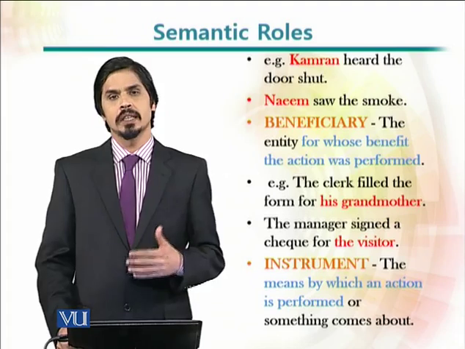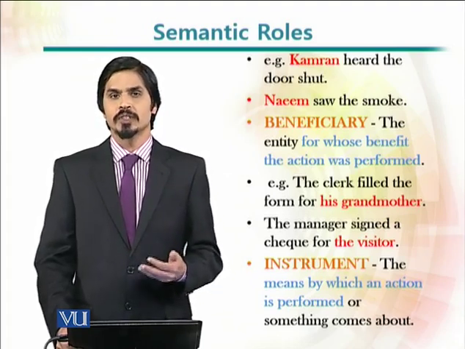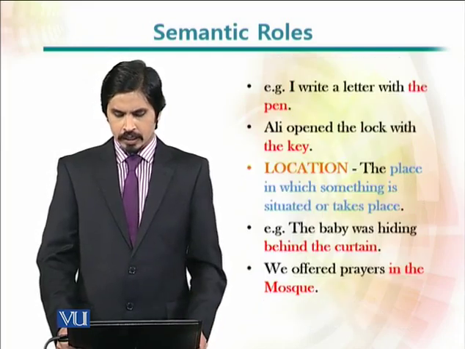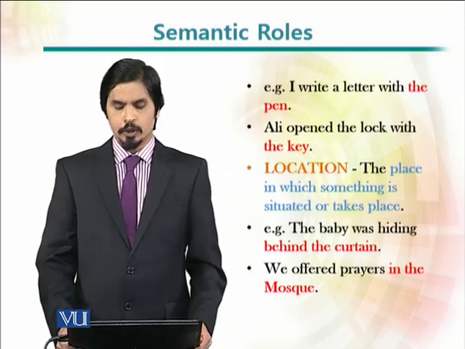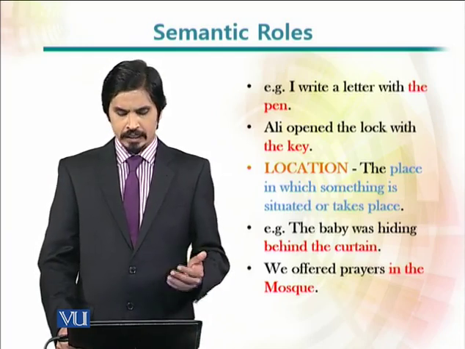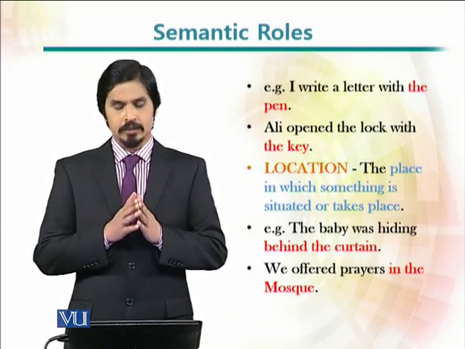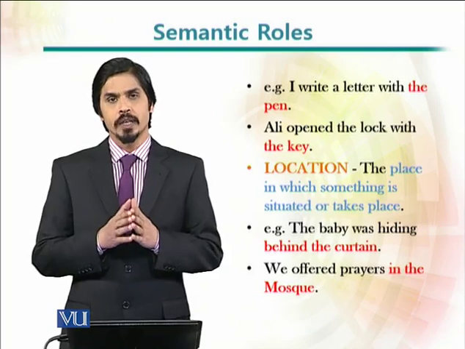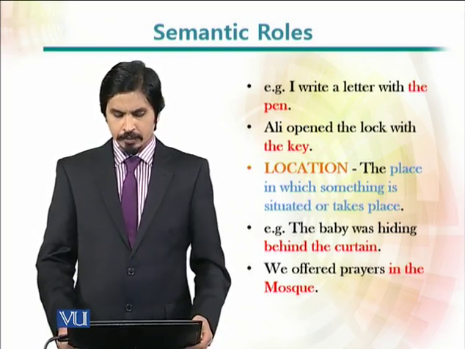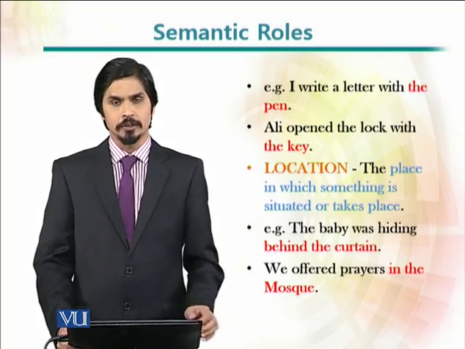An instrument is a tool through which we perform a certain action. He wrote a letter with the pen. The pen is the instrument. Ali opened the lock with the key, and the key is the instrument. Location is something in which something takes place or is situated. We could see the example: the baby was hiding behind the curtains. So behind the curtains is the location.